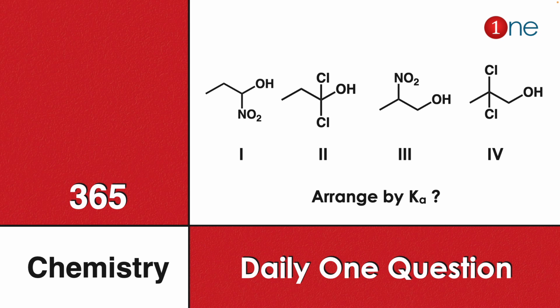Daily one question for you. Here four different types of alcohol are given. First one is with nitro, second one is with dichloro, third one is with nitro in the second position, fourth one is dichloro in the second position. You have to arrange all these four compounds by Ka value.